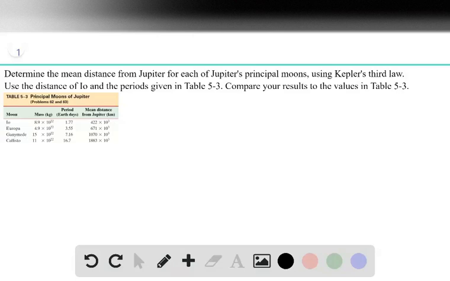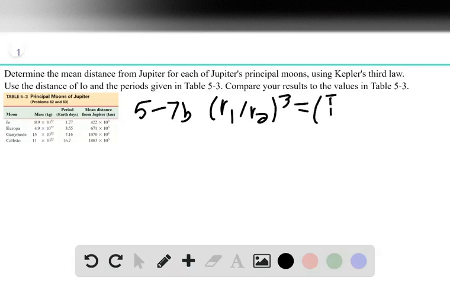So I pulled up table 5.3 so we can see the data, and we're going to use equation 5.7b, which we've used already. I showed you how to derive it in a couple of the other videos, so I'm just going to write it out this time. It is (r1/r2)^3 = (t1/t2)^2. We can use this to relate the radii of orbits and the periods of orbits. So we can solve this.